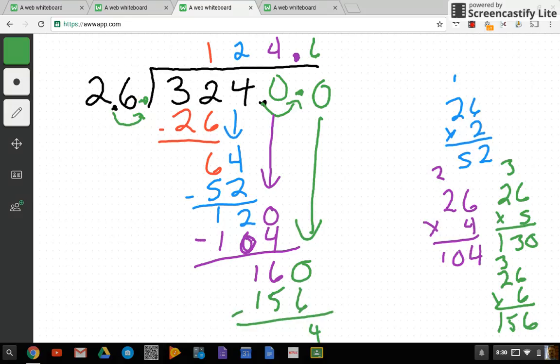Now I could keep going, but I'm going to tell you right now that the answer that I've got is going to be close enough to being just perfect. I could probably go on for a long time, so I'm going to just call it right here at 124.6. That's close enough for anyone's kind of work.